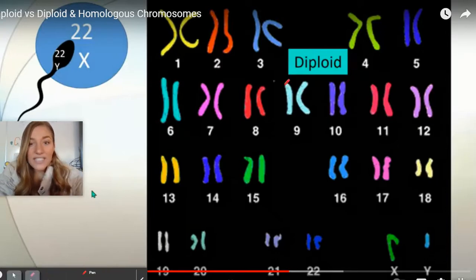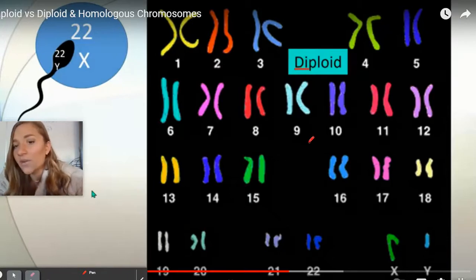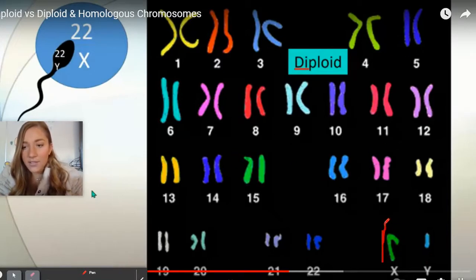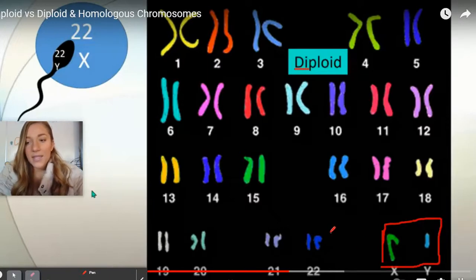So remember, diploid means 2, di means 2. So we have 2 of every chromosome. So you can see, look at this image. This person has 2 of every single chromosome, including, look down here, the sex chromosomes. They have 2 right here. This is a boy. X and Y make someone a male. So this is a human male that has 2 of every chromosome, and we're going to call that something special.